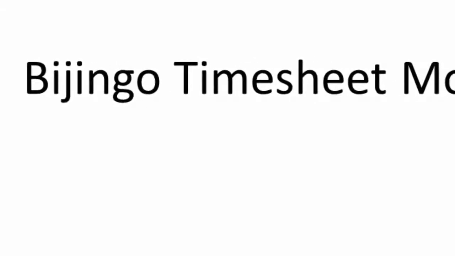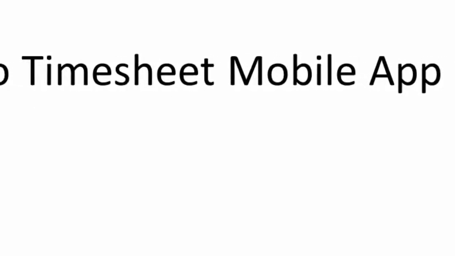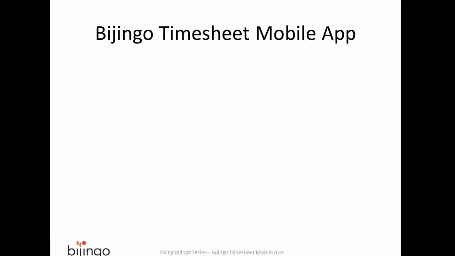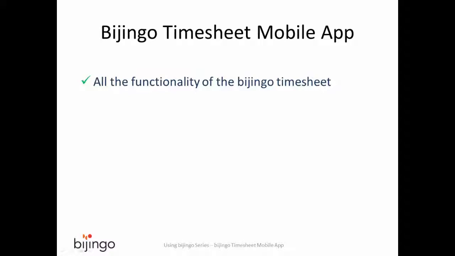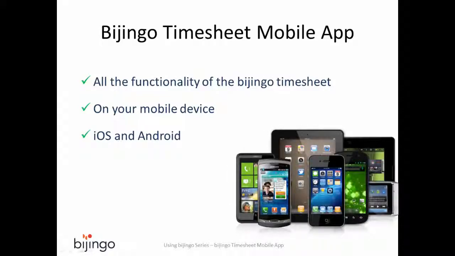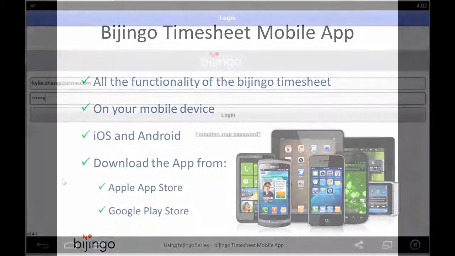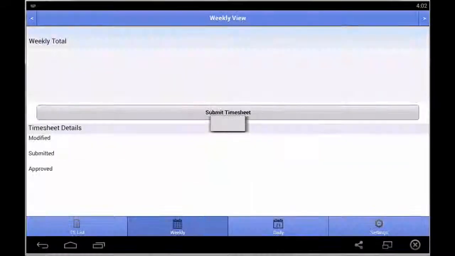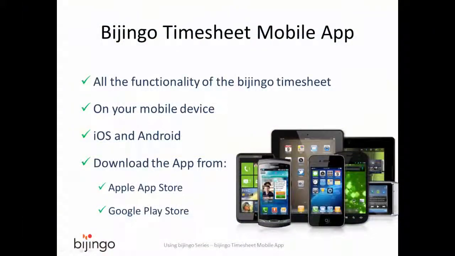Today we're excited to be able to show you our very latest innovation. We're now providing you with all the functionality of the Bijingo timesheet in a mobile application. This means that any Bijingo user with an iOS or Android smartphone or tablet can enter hours into their timesheet wherever they are. You can download the app from the Apple App Store or the Google Play Store, and then log in and enter the hours you work on tasks as you go, directly into your mobile device.